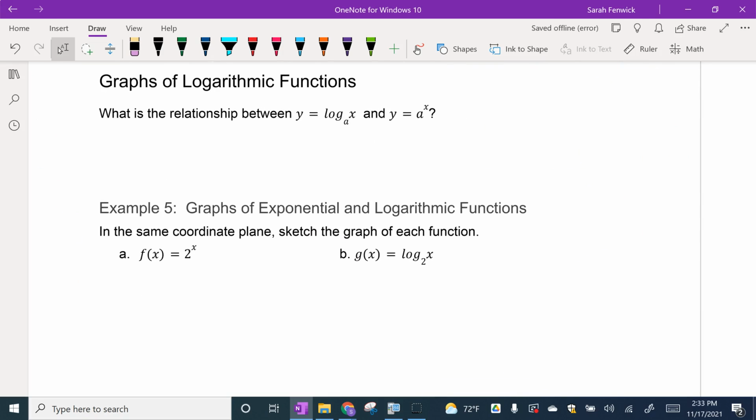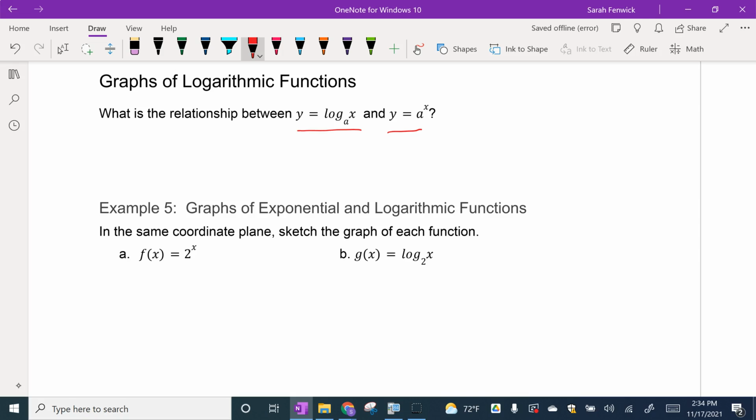So look at graphs of logarithmic functions next. In order to graph a log function, it helps to recognize the relationship between a log and an exponential function. Okay? So what is the relationship between y equals log base a of x and y equals a to the x power? Well, if you remember right, back when we did inverse functions, you switched your x and y values, and then you solved for y.